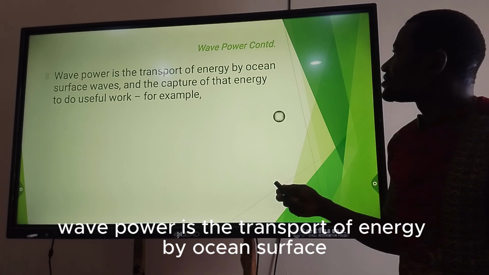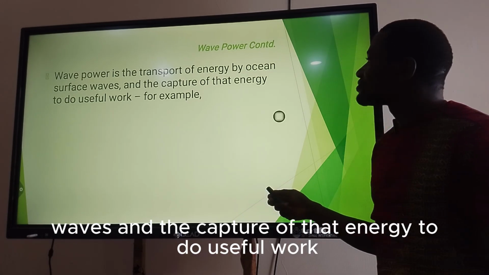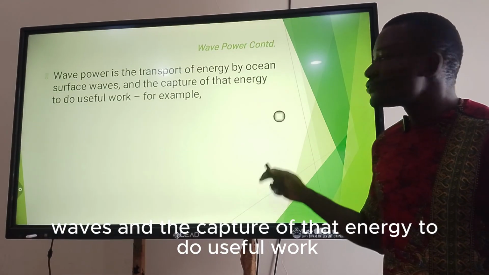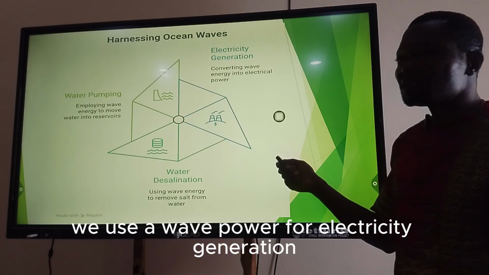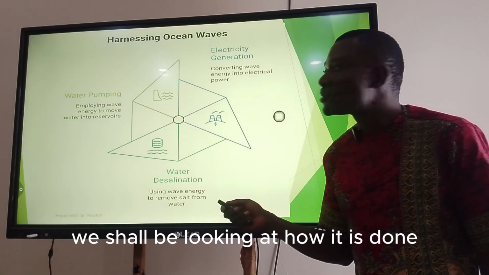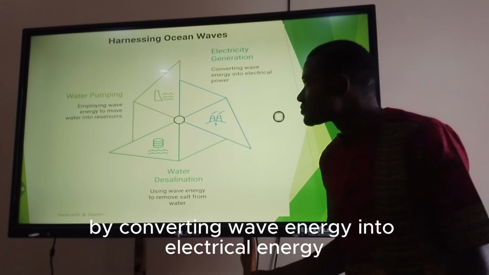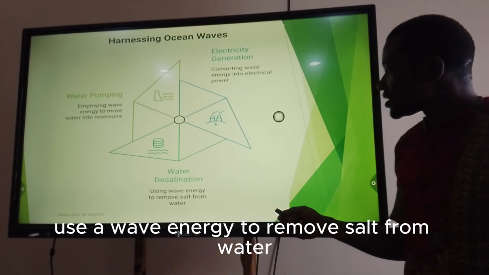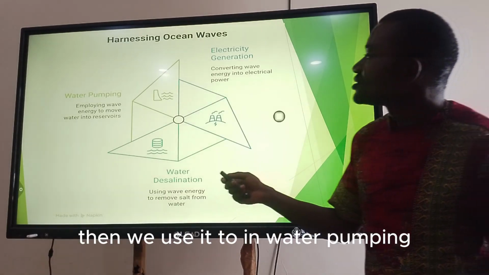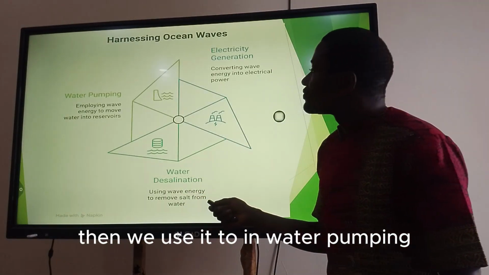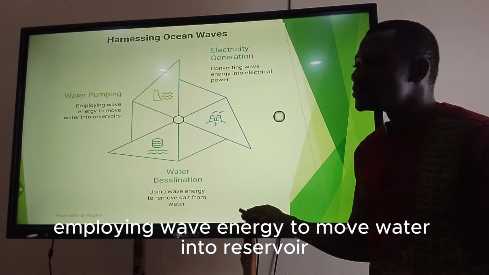So wave power is the transport of energy by ocean surface waves and the capture of that energy to do useful work. For example, we use wave power for electricity generation. We shall be looking at how it is done by converting wave energy into electrical energy. We equally use wave energy to remove salt from water. Then we use it in water pumping, employing wave energy to move water into a reservoir.